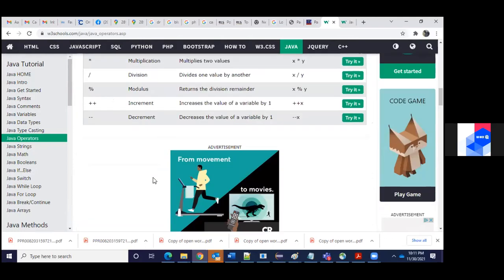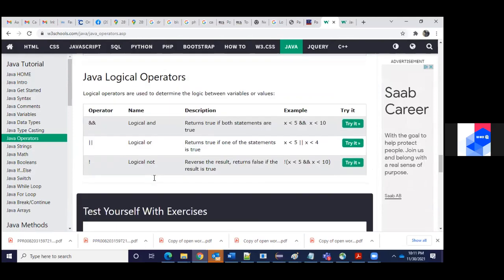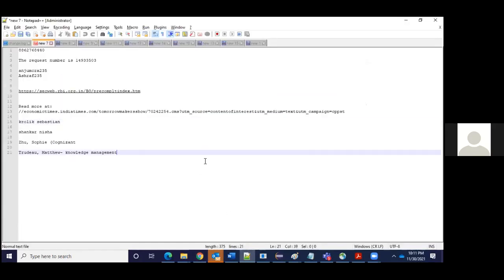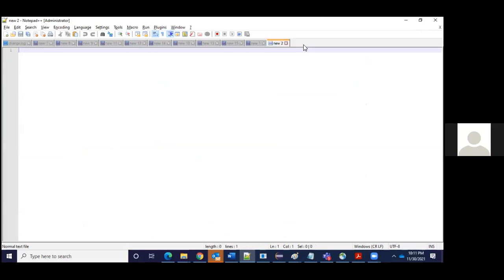So, the logical operators. Do you guys know about the truth table? Does everyone know about the truth table? If anyone doesn't know, let me know. I don't know, I have no idea about the truth table. Okay. And, or, not. I'll come to it.